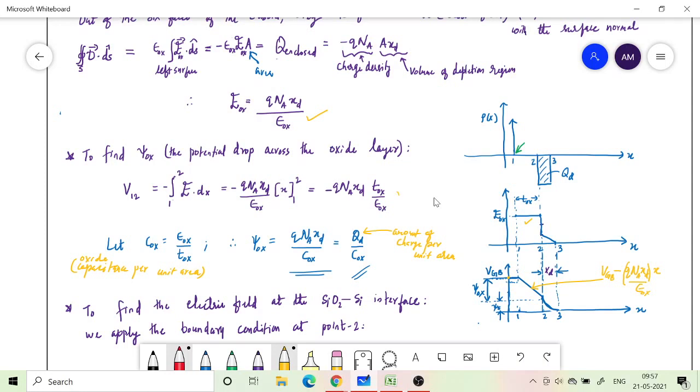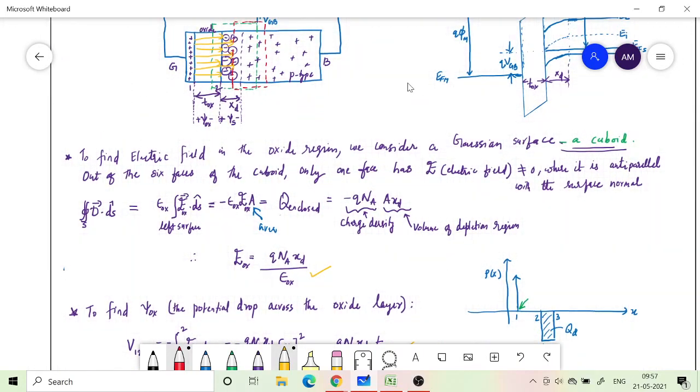So that is basically this. And this has a negative sign. Why? Because it is decreasing with respect to x. We start from VGB and then decrease with respect to x, and when we reach T ox, that is at point 2, the voltage has decreased by a quantity called psi-ox. That was there in our energy band diagram.